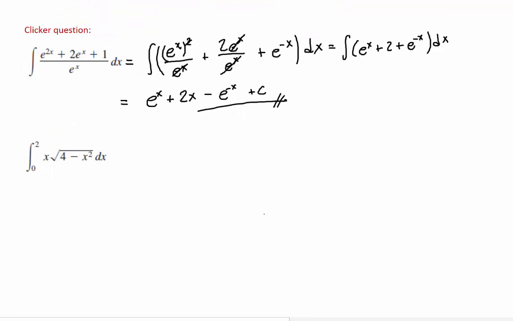Do I have time for one more? I think I do. But it is a definite integral, so I'll do that one in a third video. So I'm going to make 3 videos.